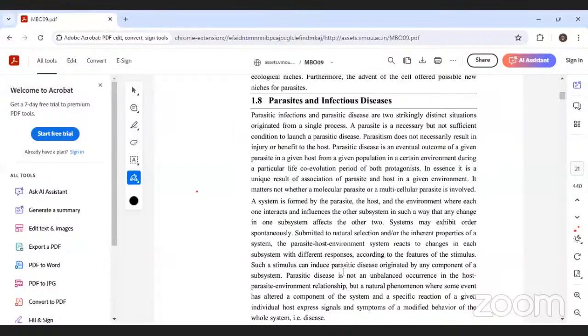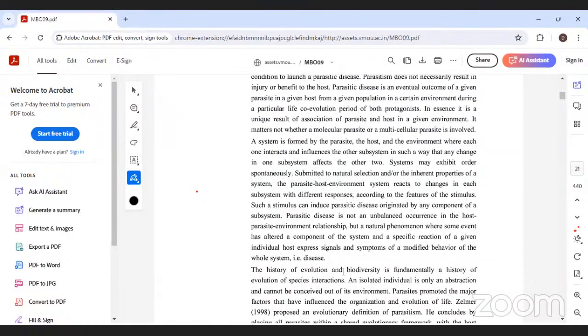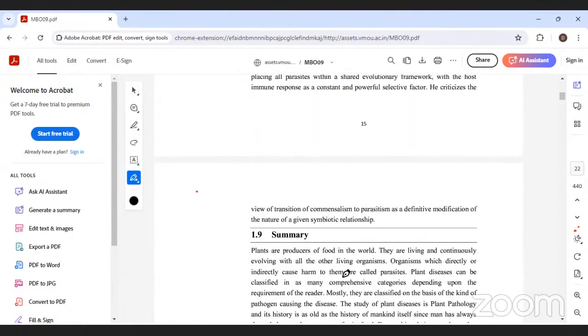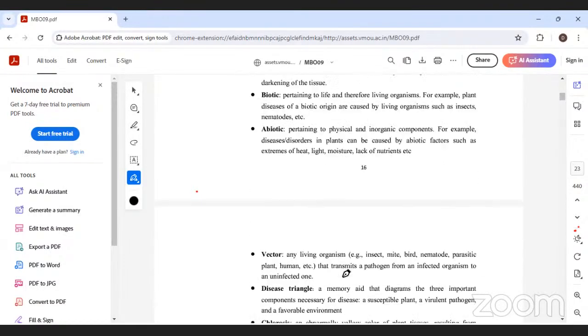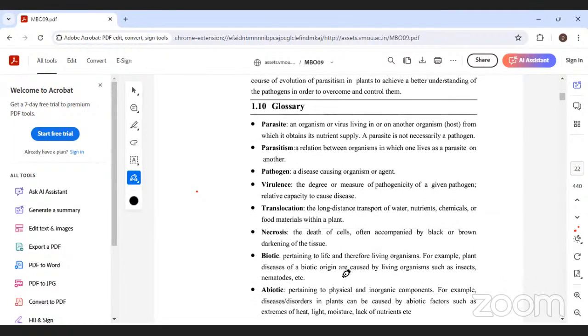The parasitic disease is not an unbalanced occurrence in the host-parasite environment relationship, but a natural phenomenon, even a component of the system. It is a specific reaction of a given individual host, that is, the signs and symptoms of the whole system, which is called the disease. This is the total parasitism and actor here in the glossary.